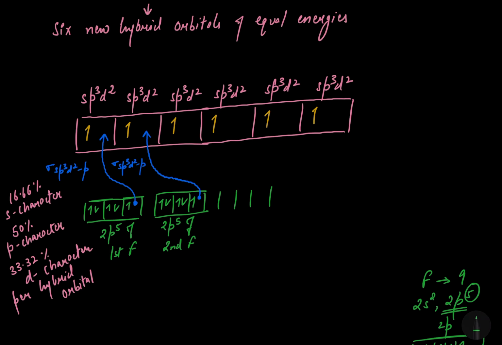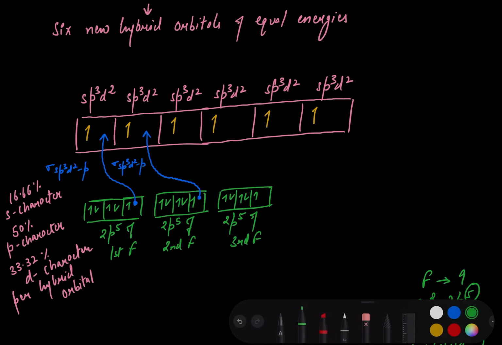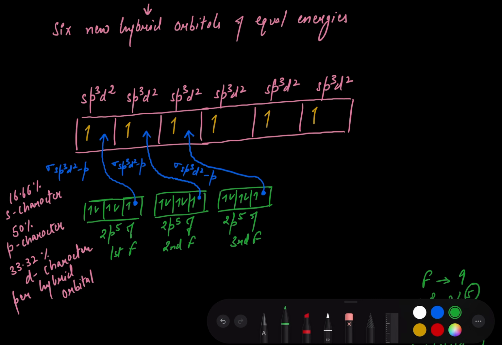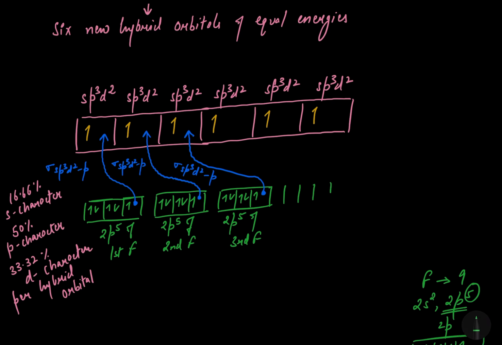That's the 2p of third fluorine. Again this is having 5 electrons: the first electron, second electron, third electron, fourth electron and fifth electron. And here again we are left with one atomic orbital which is having 1 electron, which is going to have head-on overlap with the sp3d2 hybrid orbital of the sulfur for the formation of sigma bond. So that's again sigma sp3d2p. Now let's come to the fourth fluorine.